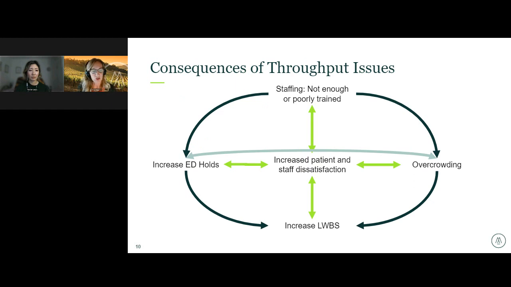So throughput issues are so interconnected. You know, one can cause the other, which causes the other. So, you know, in the poll that we just took, staffing, or not enough or poorly trained, can cause increased patient and staff dissatisfaction because of the constant turnover. The patients can recognize staff that are newer and not as fast or unable to explain treatment processes, overcrowding. Everything is just all interconnected. And that's really what this is trying to illustrate here.